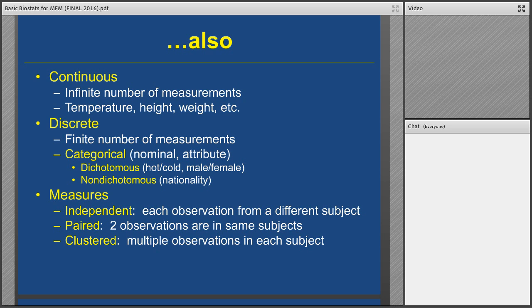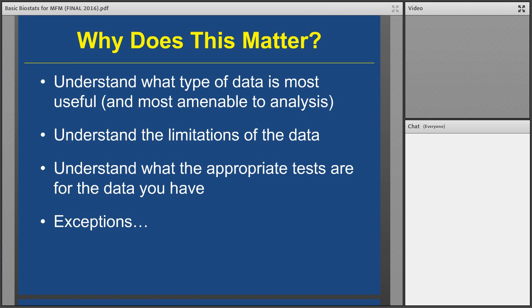And it's really important that we apply all of these names to the data as we collect it and as we group it once we're done with our study so that we know exactly what we're dealing with. So this is to help us understand what type of data is most useful and most amenable to analysis. So we have to know if it's interval data or if it's ratio data or if it's ordinal data versus nominal data. That helps us apply the type of analysis and the type of tests to the data that we have.